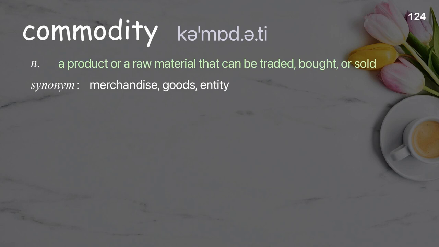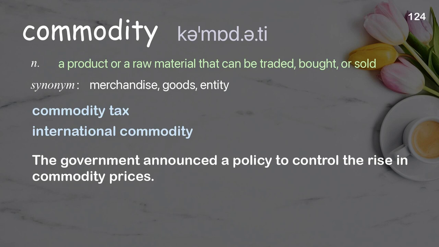Commodity. A product or a raw material that can be traded, bought, or sold. Examples: commodity tax, international commodity. The government announced a policy to control the rise in commodity prices.